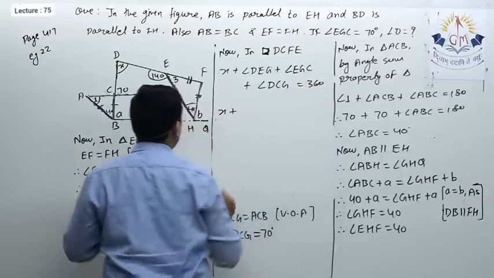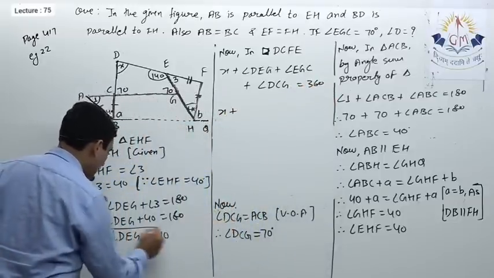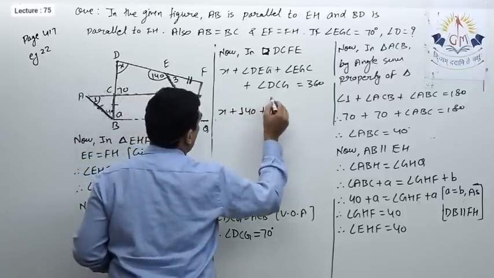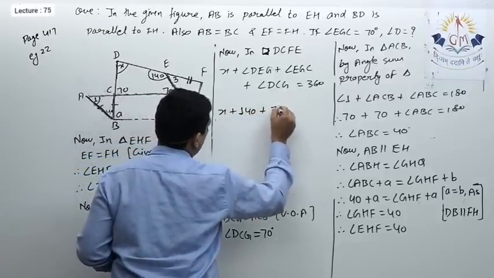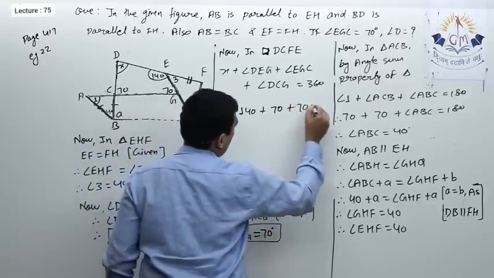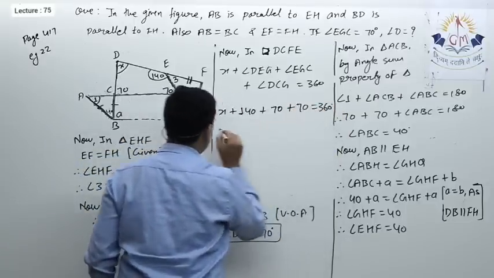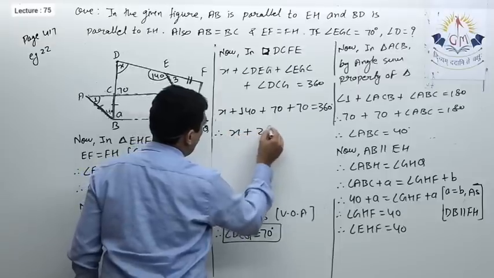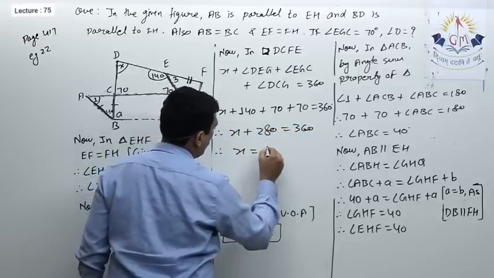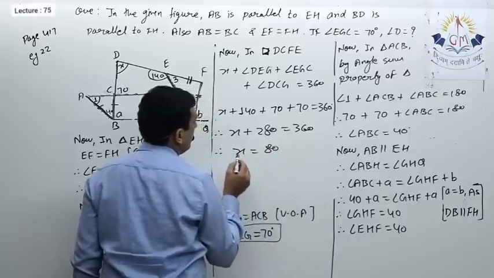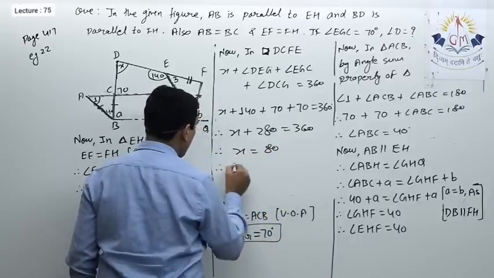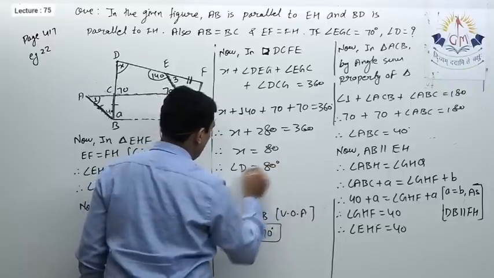X we have to find. DEG, this is DEG, that is 140, plus EGC, that was 1, that is 70, and DCG, this is DCG that we obtained 70, is equal to 360. Therefore x plus 280 is equal to 360, and hence x is equal to 80 degree. Therefore angle D is equal to 80 degree.